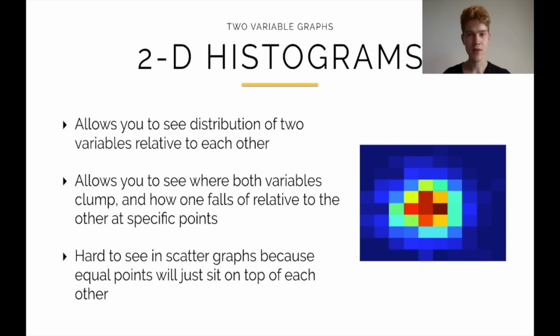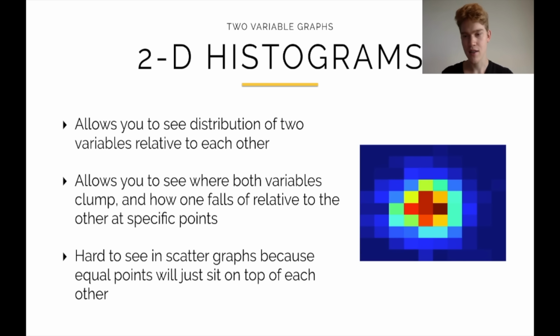But we can also do a two-dimensional histogram. A two-dimensional histogram is a one-dimensional histogram, but it's pretty much a histogram for every single point of the other variable that we're looking at. So what these things allow us to see is how the distributions of the two variables relate to one another.